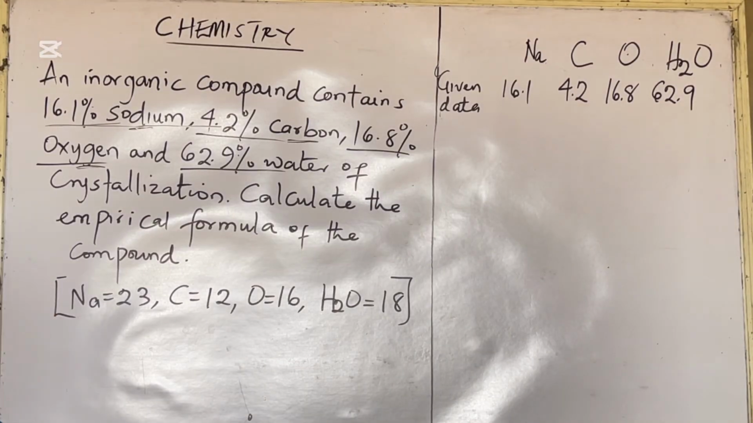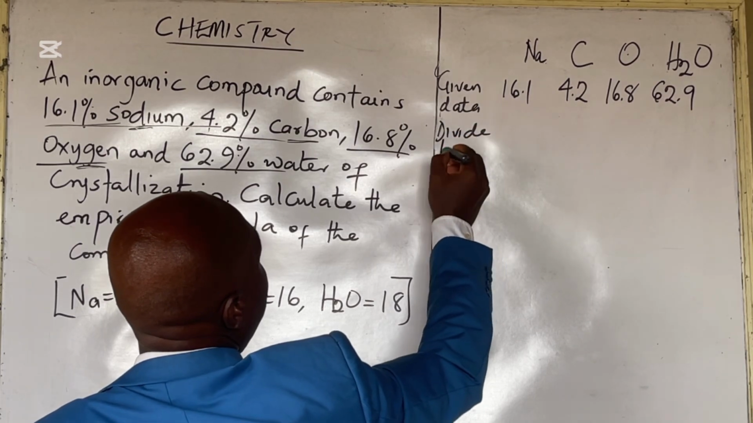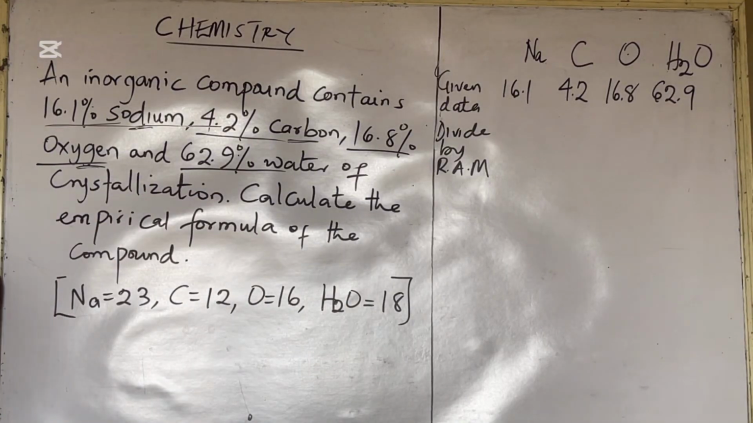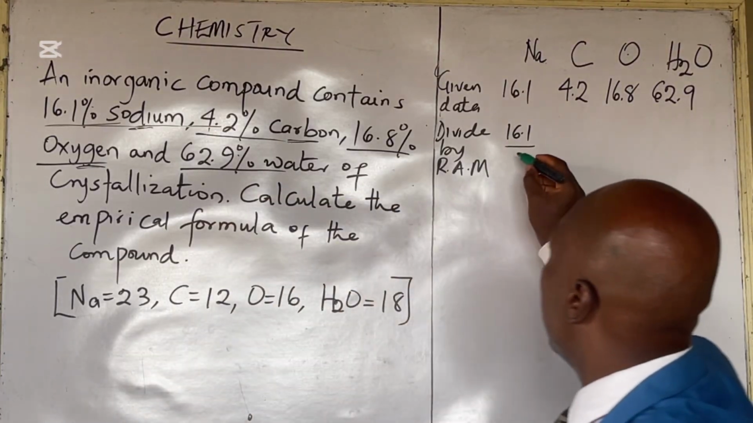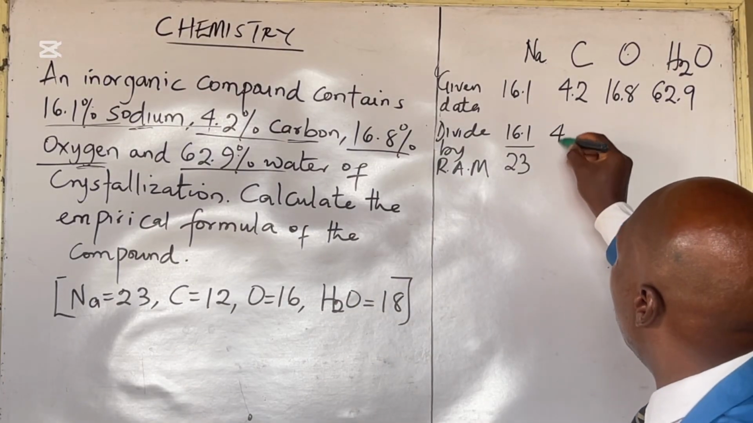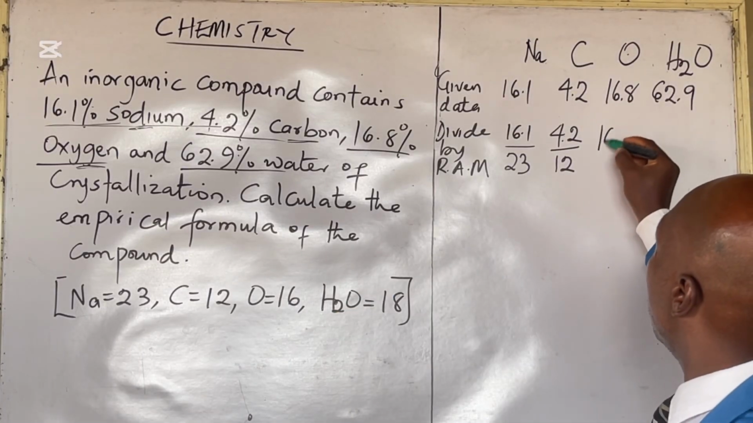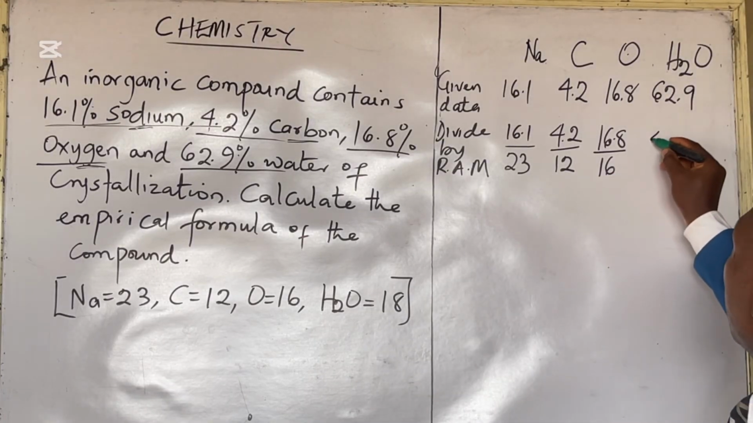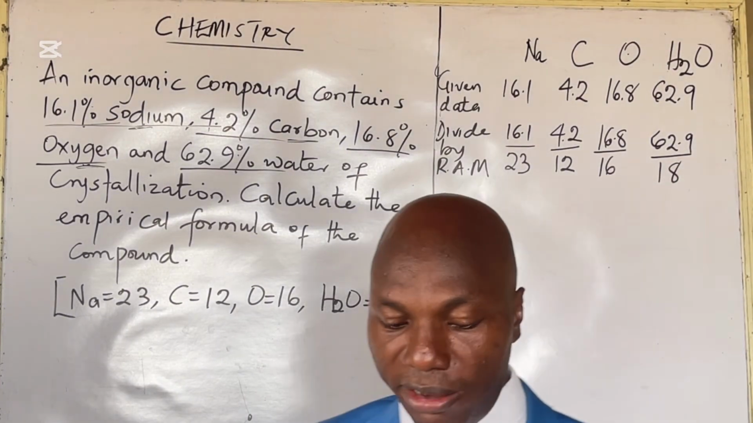Now that we have set up our work, the next stage is to divide by the RAM. So we divide by RAM, the relative atomic masses. The first one, 16.1 over sodium is 23. Carbon is 12, that's 4.2 over 12. Oxygen is 16, 16.8 over 16. And the last one is water, that's 62.9 over 18.